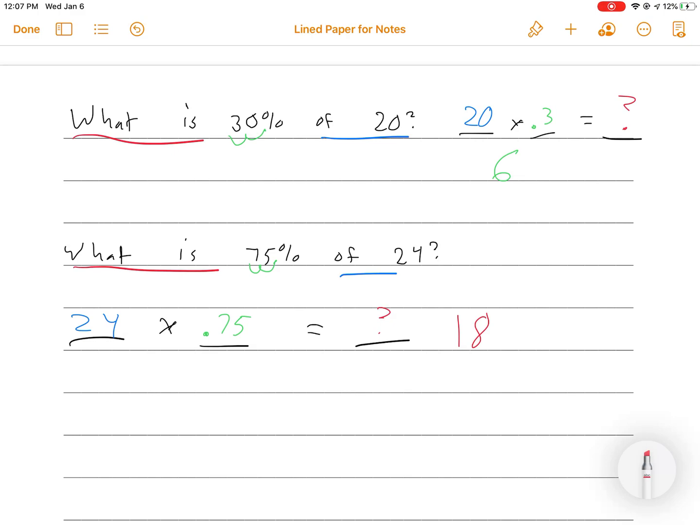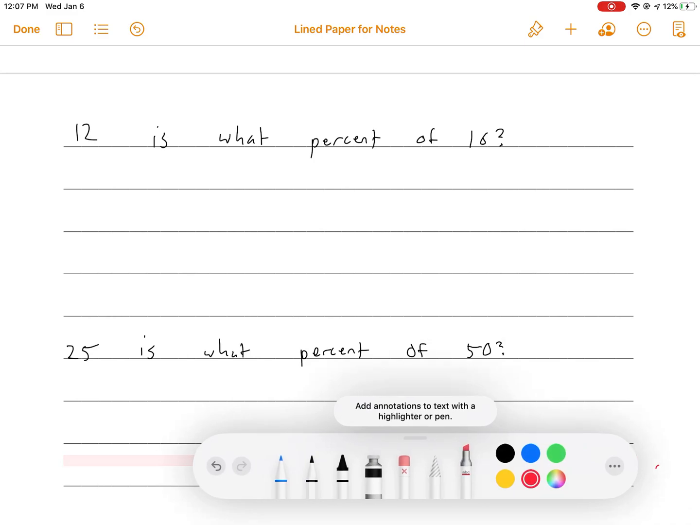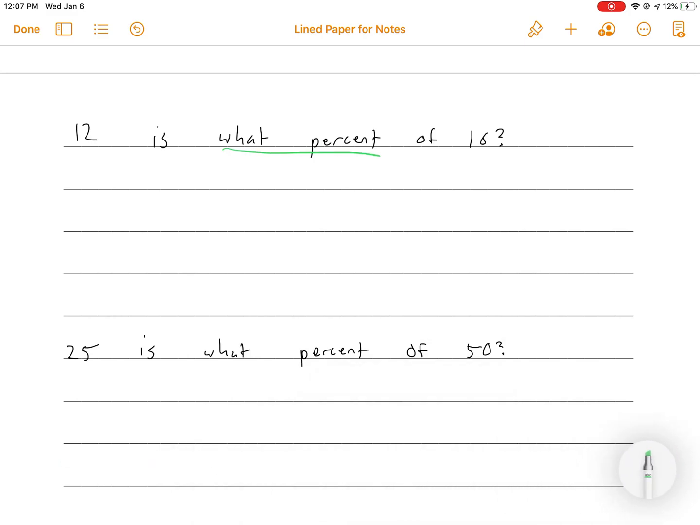I'm not going through the actual calculating process because I've done these already, and these are the types of problems that you can do in your calculator, or you can even try to do the multiplication by hand. That would be very impressive. All right, but next, it's changed a little bit.